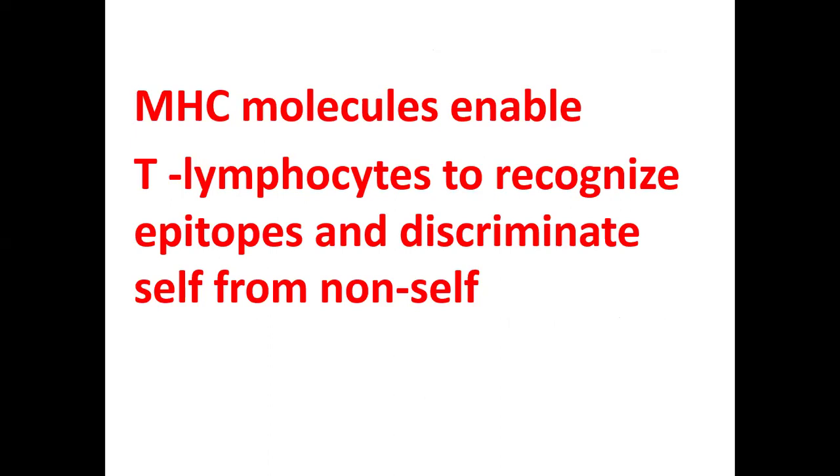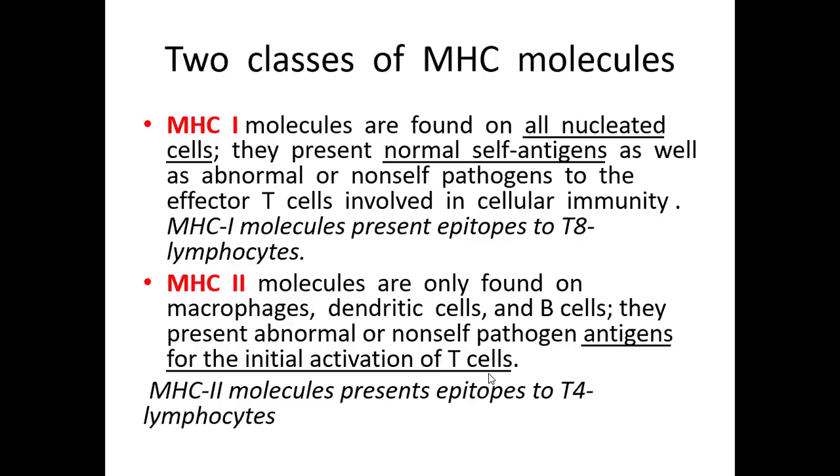MHC molecules enable T lymphocytes to recognize epitopes and discriminate self from non-self. There are two classes of MHC, MHC1 and MHC2. MHC1 molecules are found on all nucleated cells. They present normal self-antigen as well as abnormal or non-self pathogen to the effector T cell involved in cellular immunity. MHC1 molecules present epitopes to T8 lymphocytes.